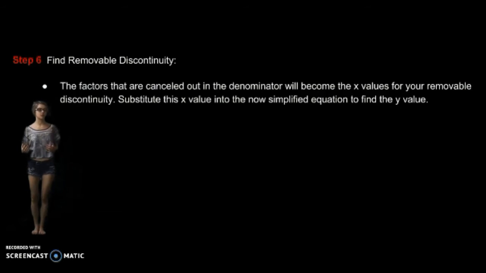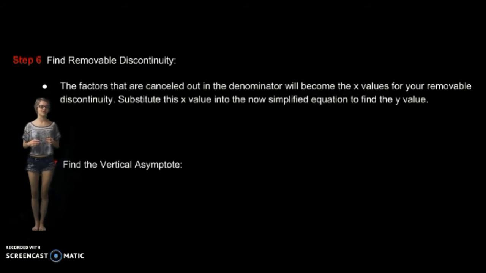The factors that are canceled out in the denominator will become the x values for your removable discontinuity. That is because the denominator of a fraction cannot equal 0, so these values cannot be part of the domain. However, it is not an asymptote because it can be removed by simplifying the equation. Then, you must substitute this x value into the now simplified equation to find the y value. This point is the hole, or the removable discontinuity.